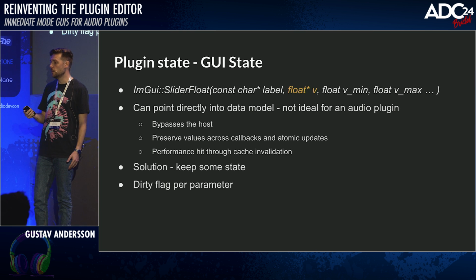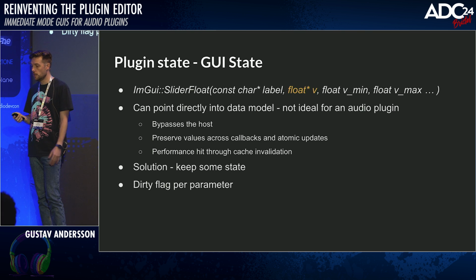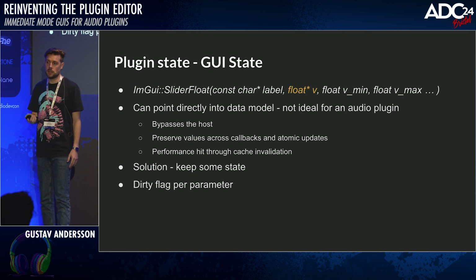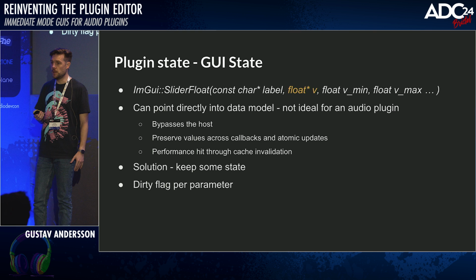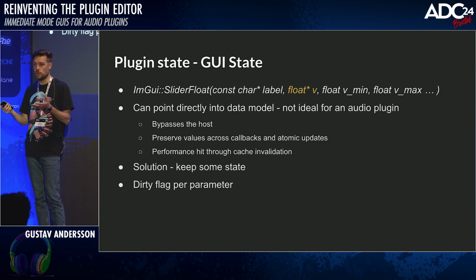But for an audio plugin, for a number of reasons, this is maybe not the ideal case. You want to synchronize with the host. You want the parameters to be consistent across a process block, etc. So the solution is to keep some state around. And what I did was keep basically a copy of every parameter value, and it was only like 10 parameters or something, together with a dirty flag for every parameter, so that you would know if you needed to reload it from the data model.